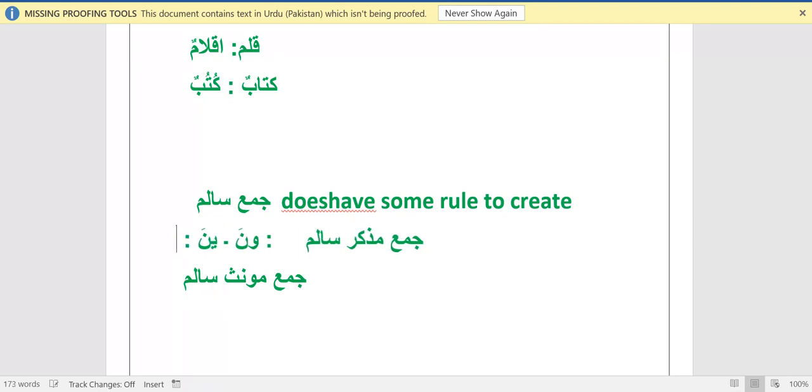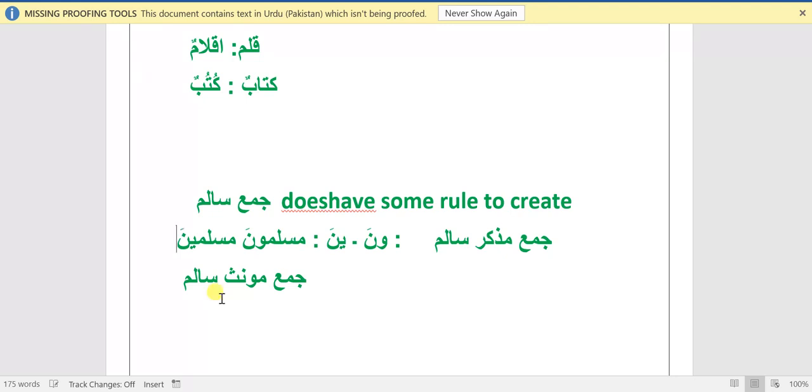For example, if Muslim is a wahid and we want to create jama, we will add waw noon in the ending and it will become muslimuna, more than two Muslims, or muslimina, more than two Muslims. So this is Jama Muzakkar Salim with waw or ya.